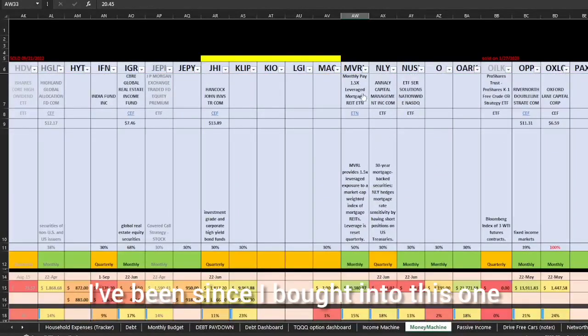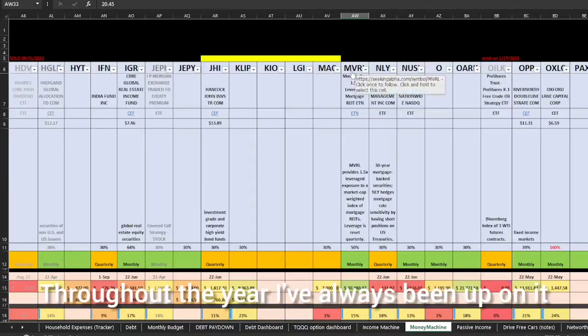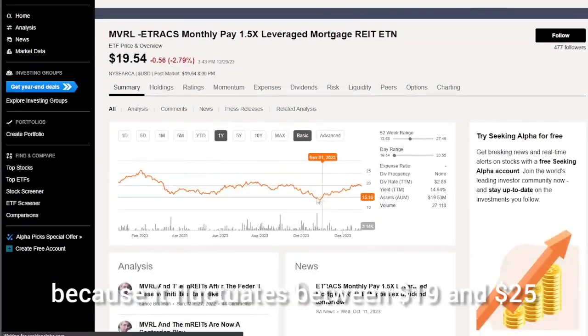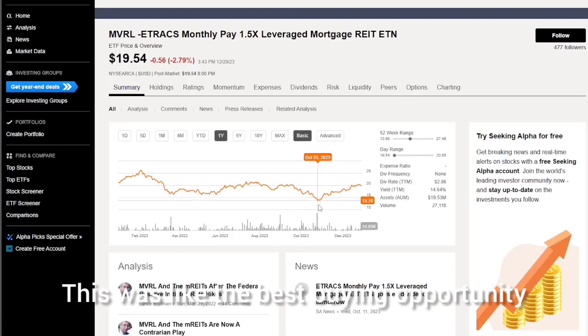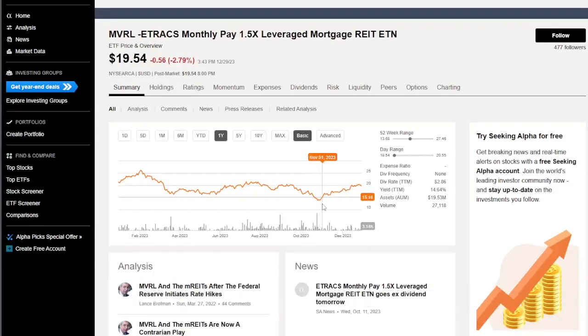I have not lost since I bought into this one. Throughout the year I've always been up on it. So I've also had growth because it fluctuates between $19 and $25, and so I picked up a couple when they're on sale. This was like the best buying opportunity ever. It was in October, I've ever seen, for $14. I didn't have any money, but I wanted to buy it, and it just shot right back up.